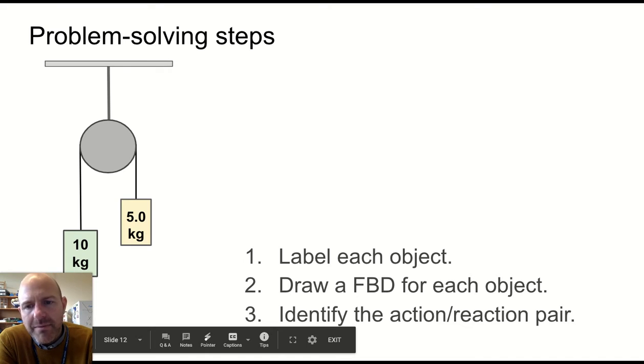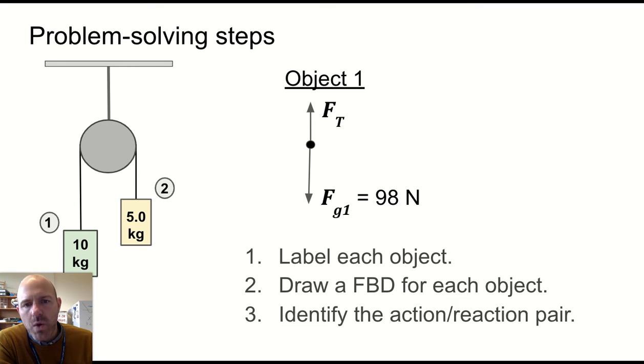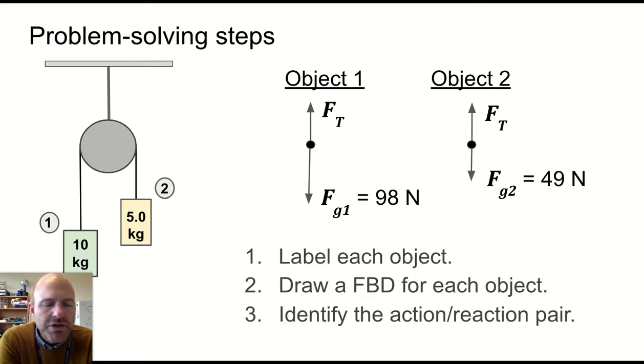For example, we have a 10 kilogram mass and a 5 kilogram mass here. If we're going to solve a problem for the acceleration and all the forces involved, we need to be able to identify our objects. So the first thing to do is label those objects, 1 and 2. Then we want to draw a free body diagram for each of them. Object 1 has tension up and the force of gravity down, about 100 newtons. Object 2 has a force of tension up and the force of gravity down, about 50 newtons.